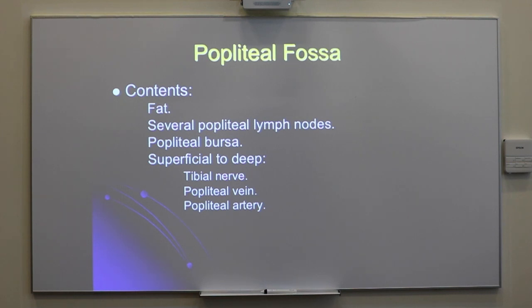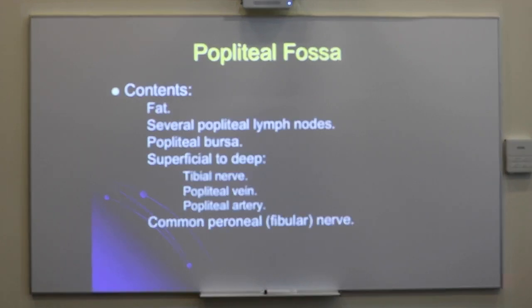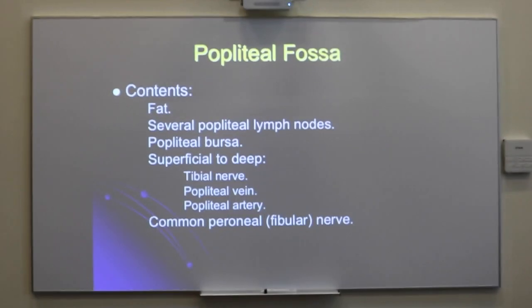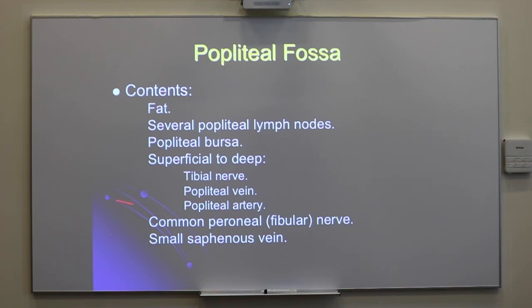Now it has turned like this. So you have the nerve, which is up. Then you have the vein, and then you have the artery. So superficial is the tibial nerve. Then you have the popliteal vein, and finally the deepest structure is the popliteal artery. On the side you have the common peroneal nerve, which is passing over the lateral boundary of the popliteal fossa, and you also have the small saphenous vein, which will pierce the roof of the popliteal fossa to enter into the popliteal vein.